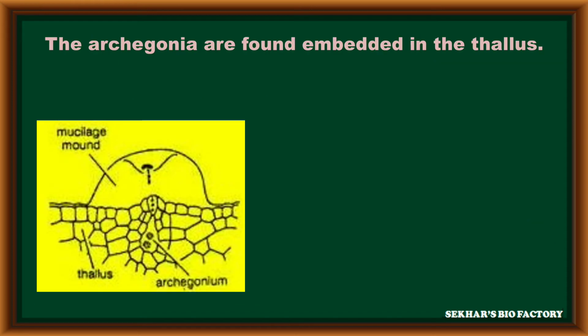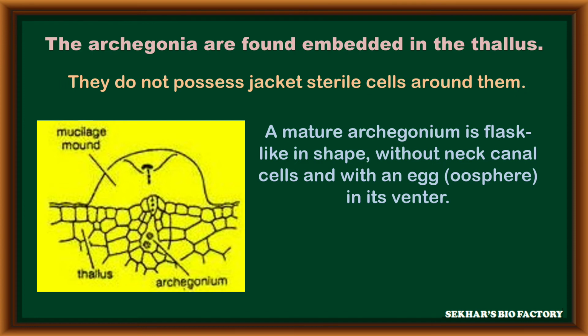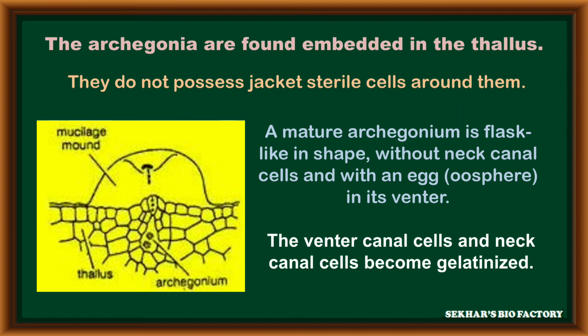The archegonium is embedded inside the thallus. It does not possess any jacket of sterile cells around it. A matured archegonium is flask-like in shape, without neck canal cells, and with an egg cell in the venter. It is called the oospore. The venter canal cell and the neck canal cells become gelatinous and form a mucilaginous substance.